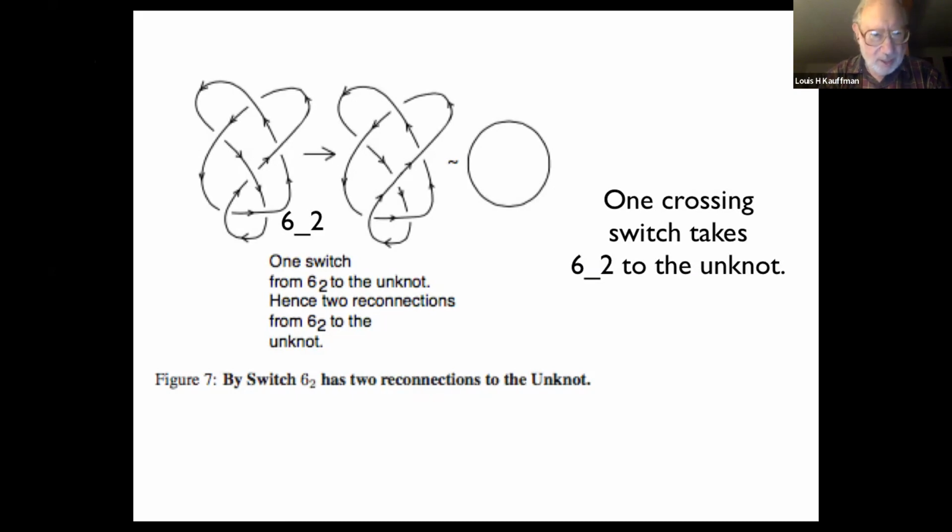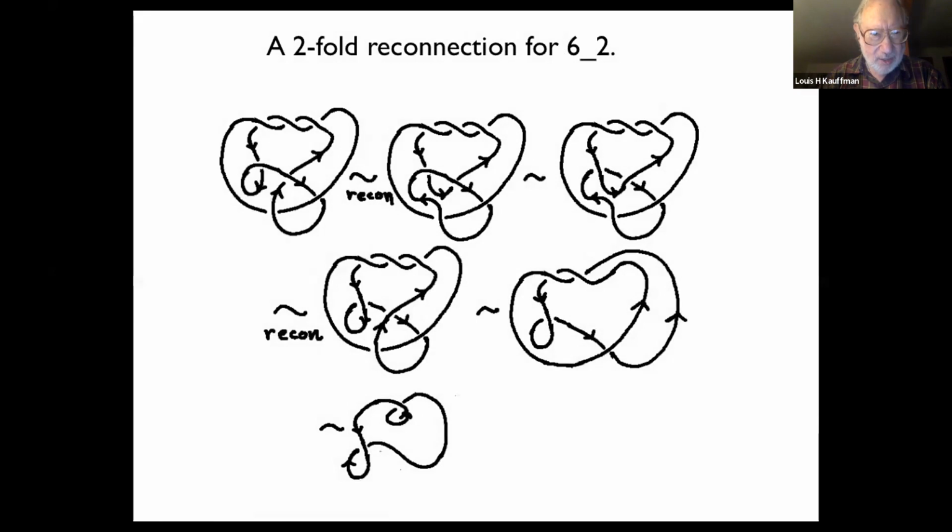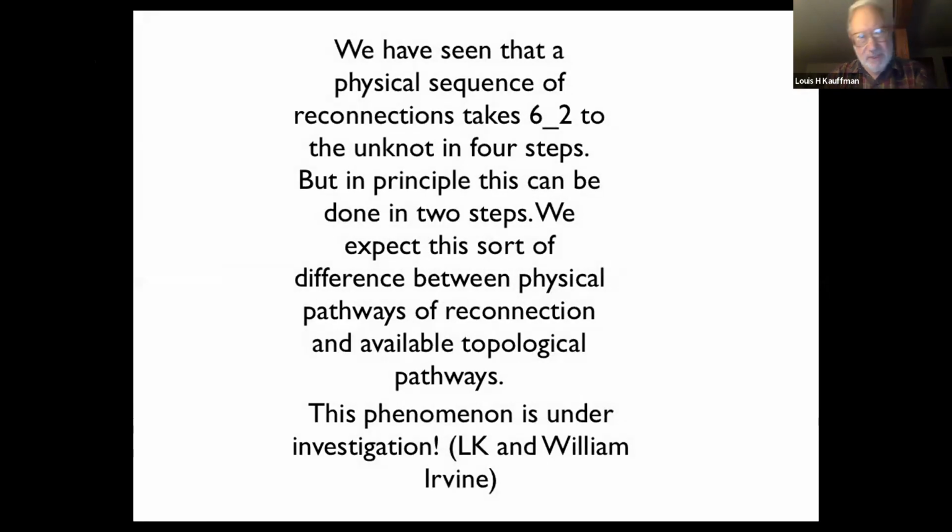You see, it is true that 6-2 can be done in only 2 reconnections, not 4, because if you switch that middle crossing, it's unknotted. So that could be done in 2 reconnections. You can imagine that the physical scenario looked something like this. Saddle point reconnection here, pull that little guy under and then back over, and then do another saddle point reconnection, and it's unknotted. It could be that way, but this is not a physical picture. This is just my drawing of a possibility. So we've seen that a physical sequence of reconnections takes 6-2 to the unknot in 4 steps. In principle, it can be done in 2.